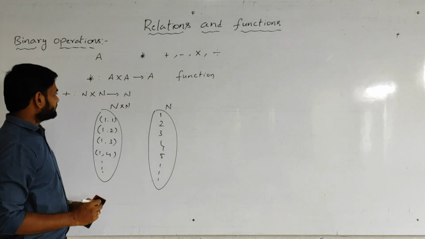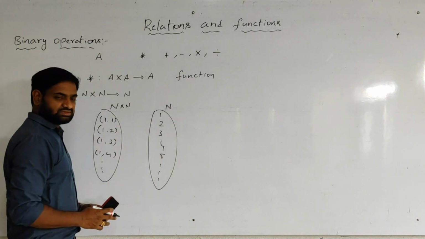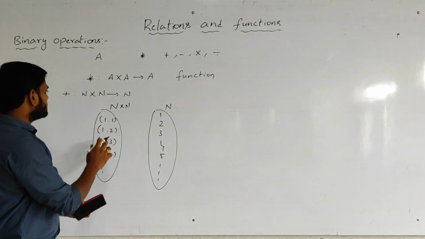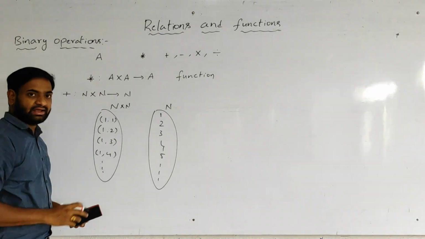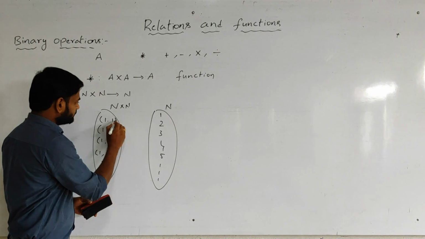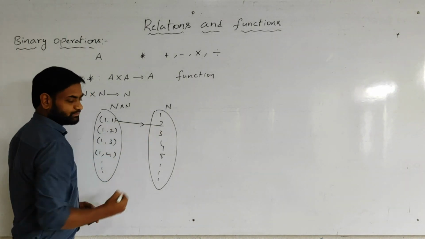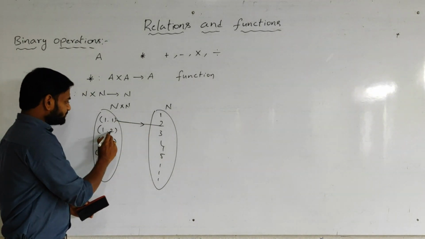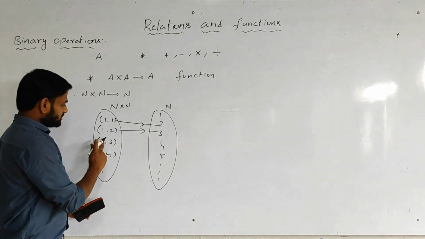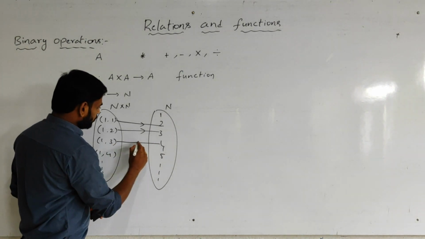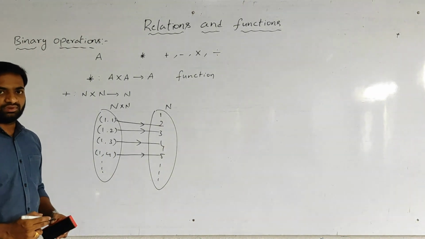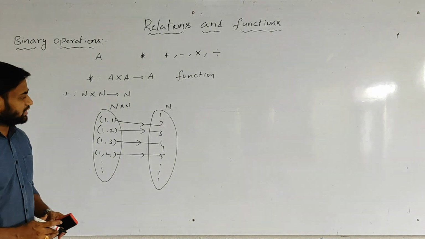Now see. 1 plus 1 is... Why am I doing the operation plus only? Because I am taking the operation as addition. That's why 1 plus 1 is 2, so the mapping is 2. Next, 1 plus 2 is 3. Next, 1 plus 3 is 4. Next, 1 plus 4 is 5. It is the mapping.